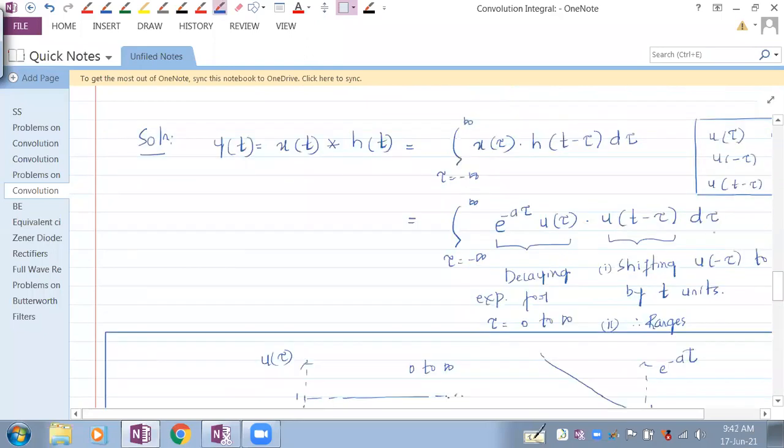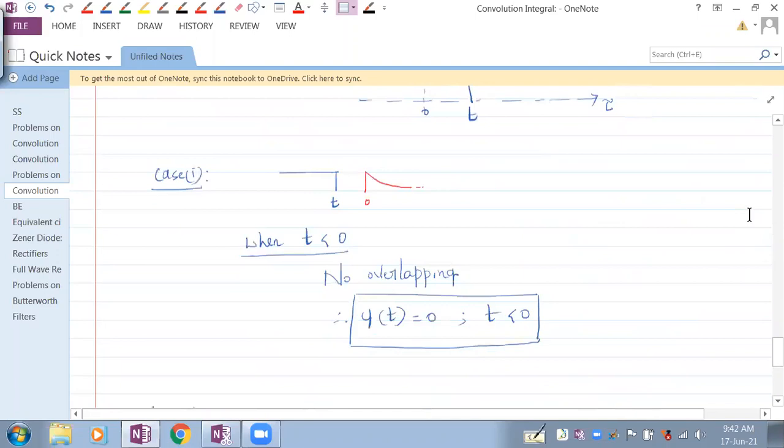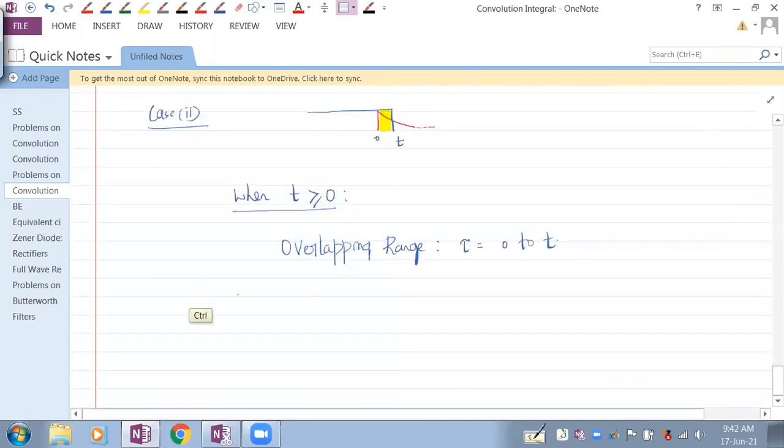Yes. So this is our equation number 1. And in the overlapping range, what is equation number 1 going to be? In that overlapping range, it would look like y of t equal to the integration over tau ranging from 0 to t, because this is the overlapping range. We have e power minus a tau as it is.